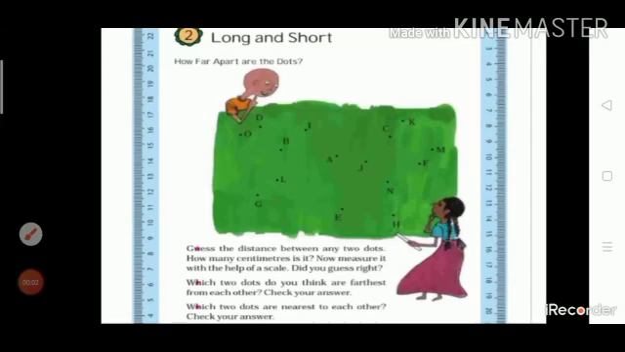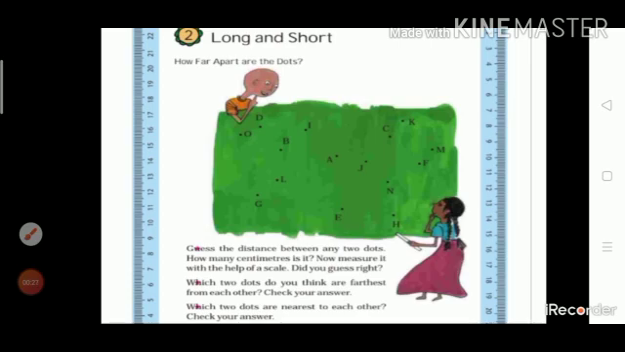Let's start chapter 2, long and short in the textbook. How far apart are the dots? Can you see the dots are given with alphabets on this green background? So our question is to guess the distance between any two dots. How many centimeter is it? Here the dots are given. We have to measure the distance of any two dots with the help of centimeter.